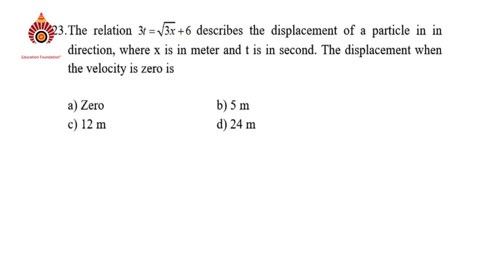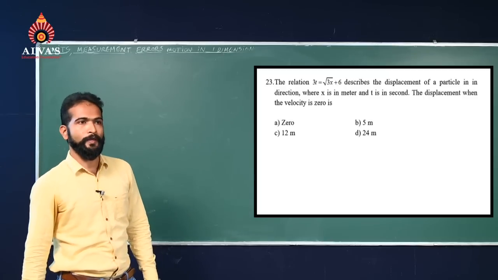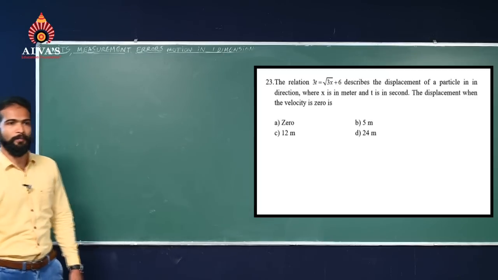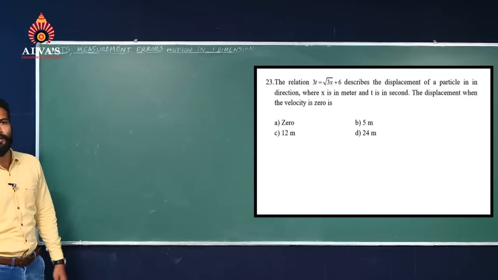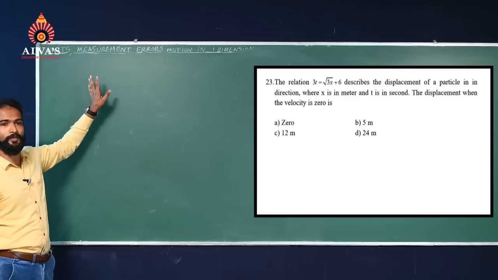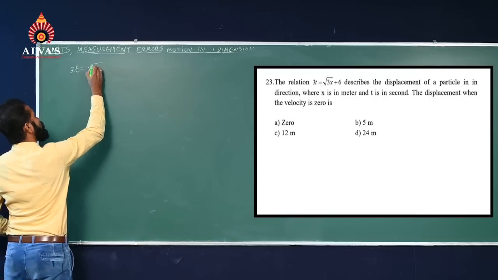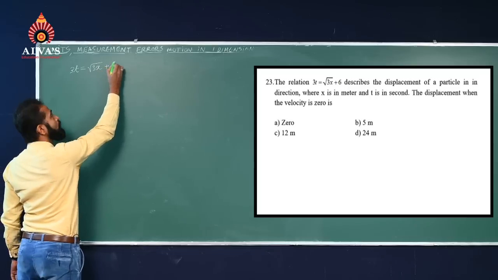The next question. The relation 3t is equal to root 3x plus 6 describes the displacement of a particle in one direction, where x is in meter and t is in second. The displacement when the velocity is 0 is. So the given equation gives us the relation between time and displacement, but what is asked is the velocity. So to find out velocity, first we must write the given equation in terms of displacement, then differentiate that equation, we are going to get a velocity. So let us write the equation. 3t is root of 3x plus 6.